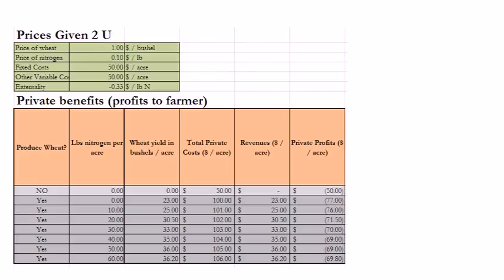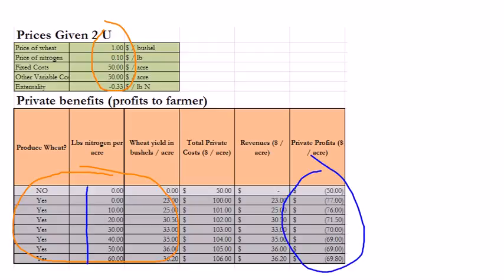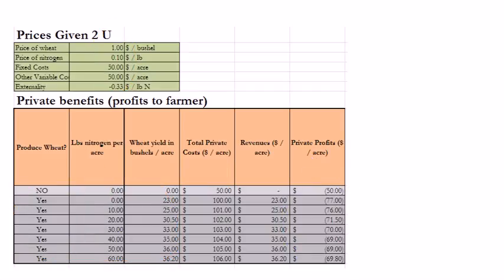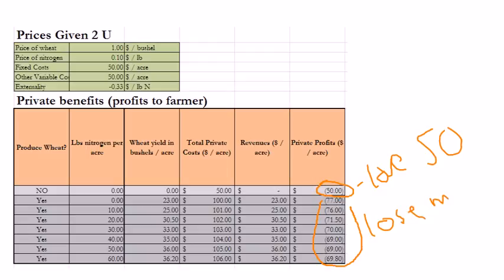Well, from previous videos you've learned how to take these prices and this production schedule, and from that calculate the profits you would make at different levels of nitrogen use. And so we're just going to go straight to these profits and see what they say. First, if you don't produce any wheat, you're going to lose $50. But if you do decide to produce some wheat, whether you produce a little wheat or a lot of wheat, you're going to lose more than $50.